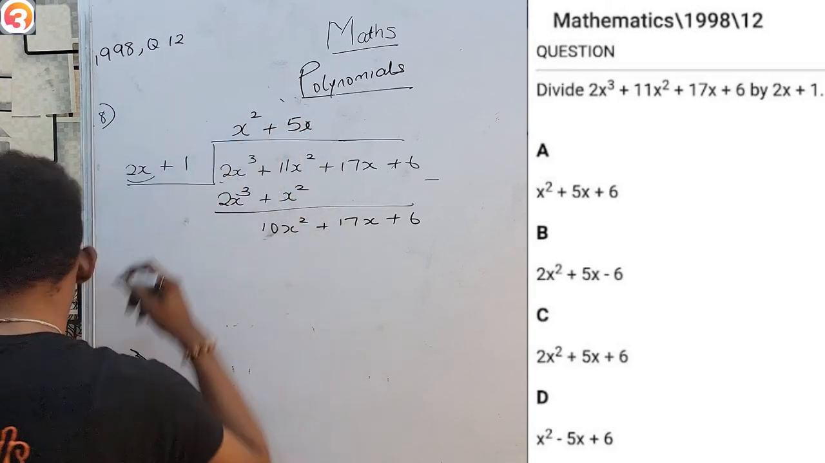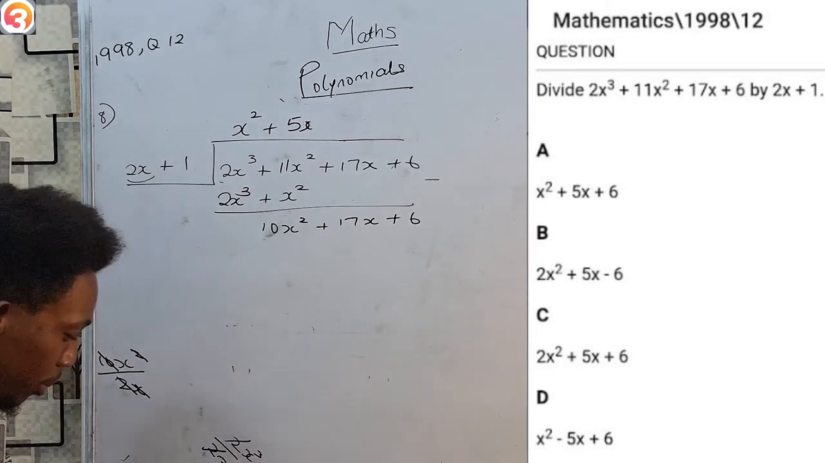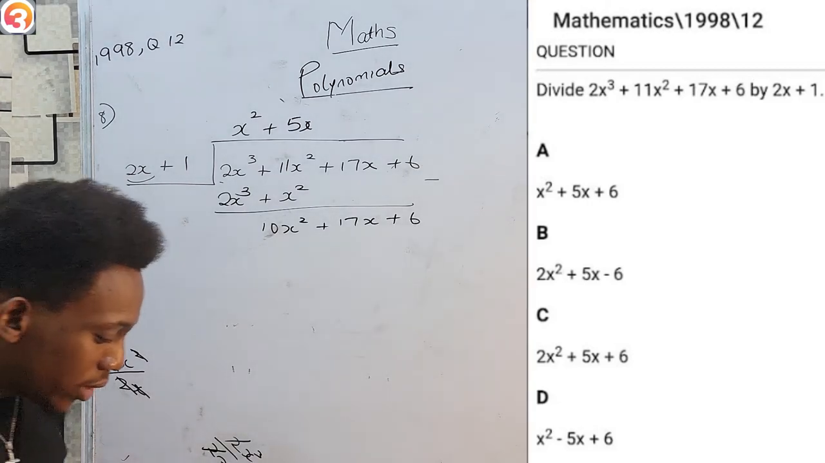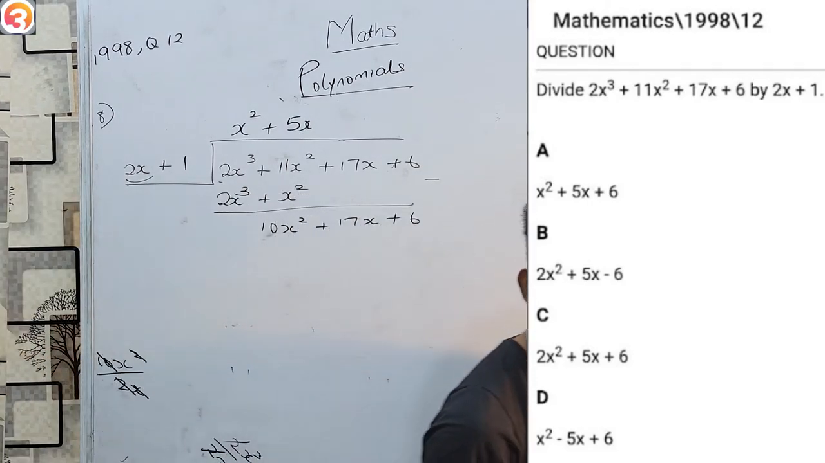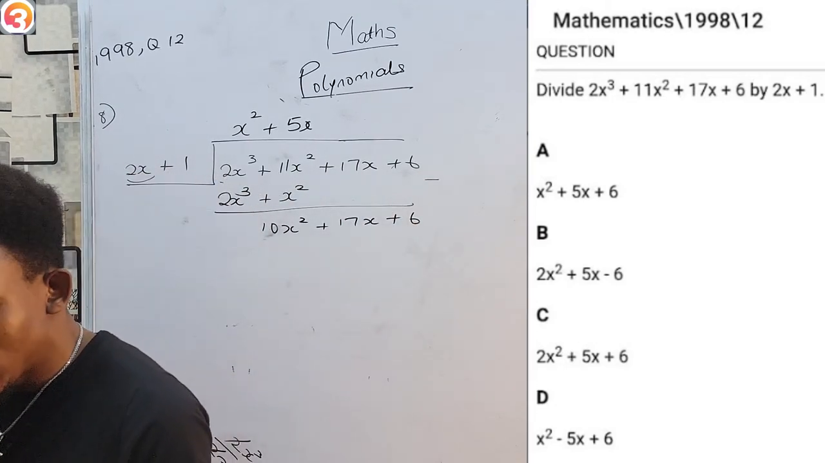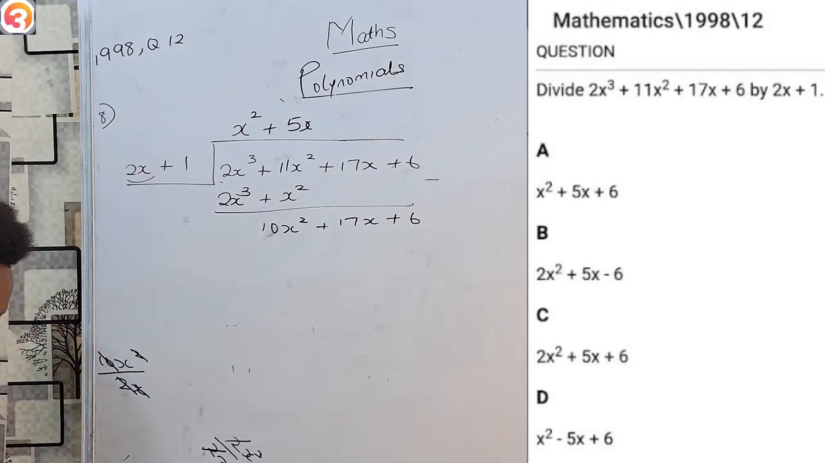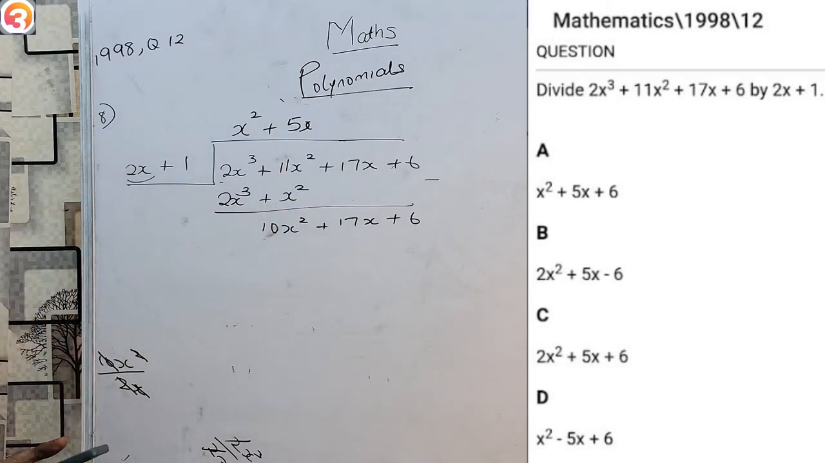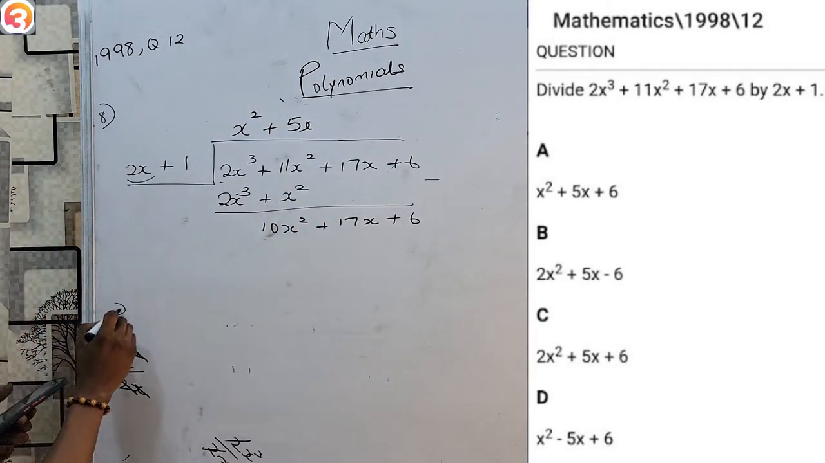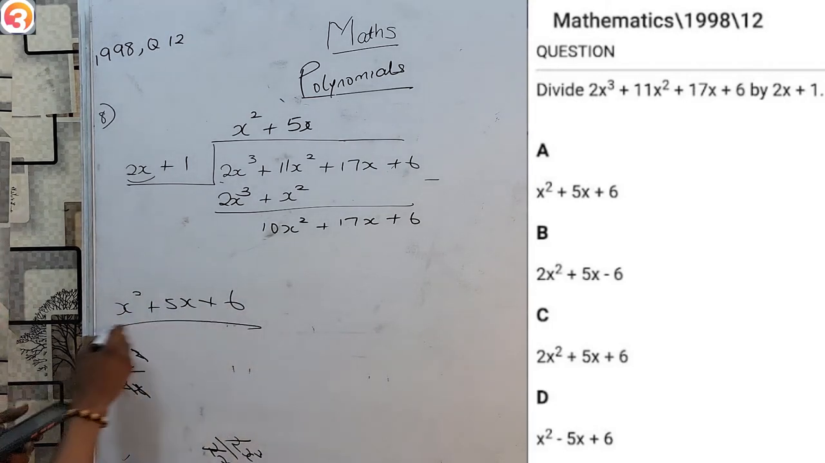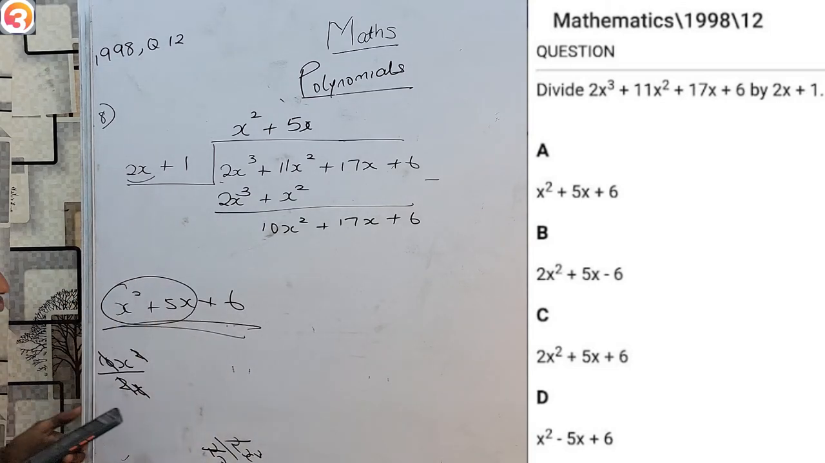Now, I don't want to stress myself much, so I want to take out my options here. And I will know, okay, only two terms have x squared as the beginning of the answer. That's A having x squared plus 5x plus 6, and D having x squared minus 5x plus 6. But I've gotten my second term as plus 5x. And only A can be my answer right now, because A is x squared plus 5x plus 6. This is the only one that has these first two terms agreeing with me. So automatically, this is my answer.